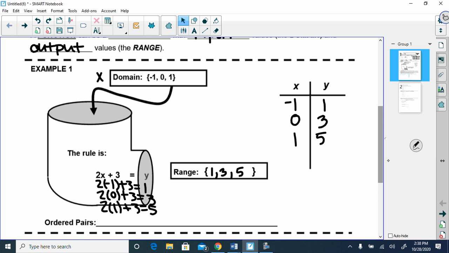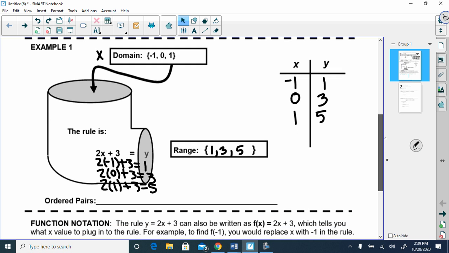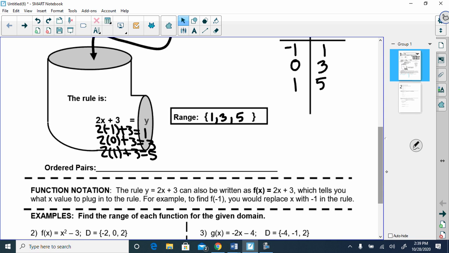Okay, it also wants us to list those as ordered pairs. So as a coordinate point, basically. So I would have -1, 1. What would the next one be? So the first one is -1, 1. What's my next coordinate point? 0, 3. And then the last one would be good.